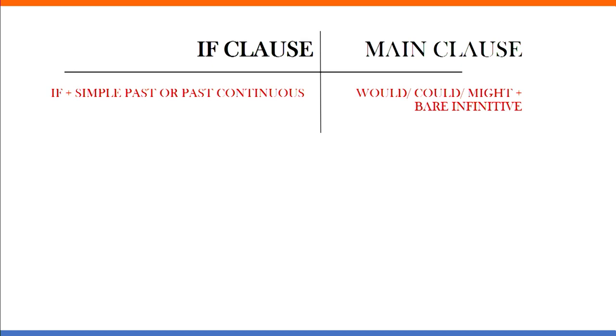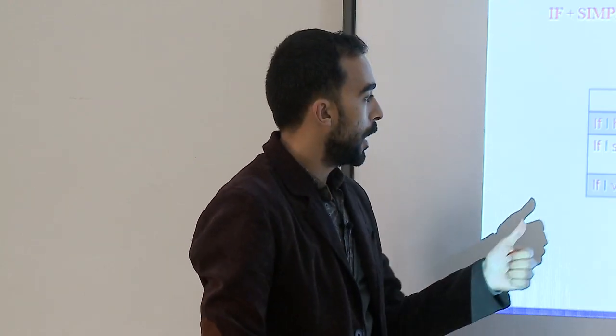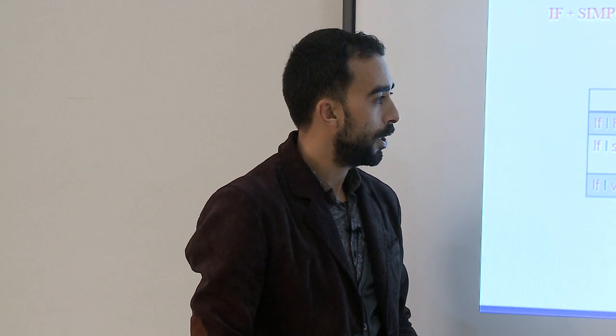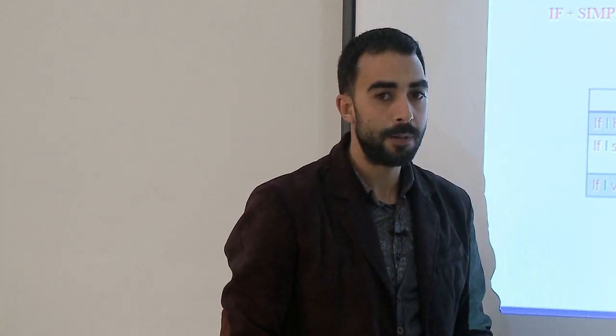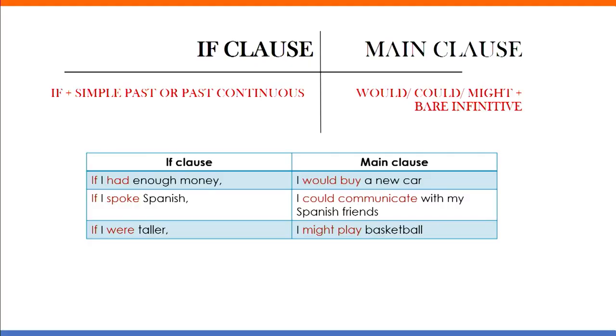Okay, so let's see some examples. If clause: if I had enough money. Main clause: I would buy a new car. If I spoke Spanish, I could communicate with my Spanish friends. If I were taller, I might play basketball.